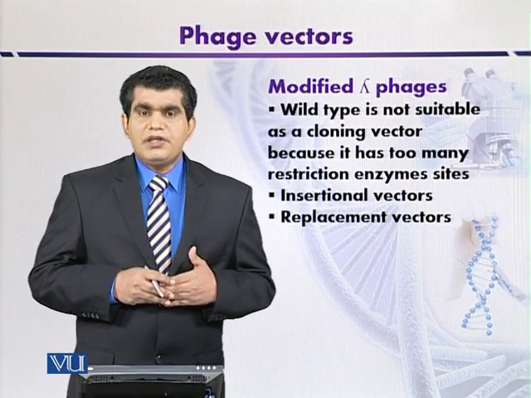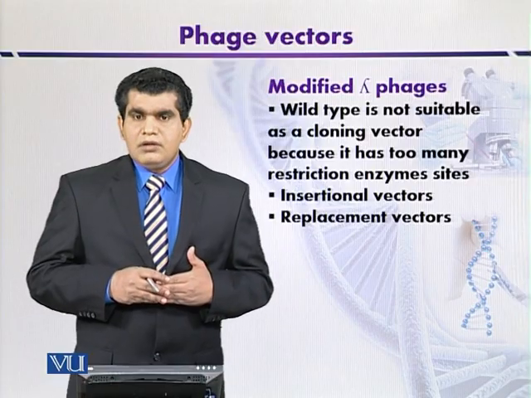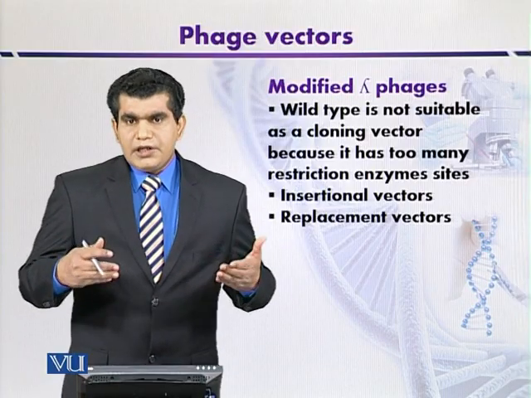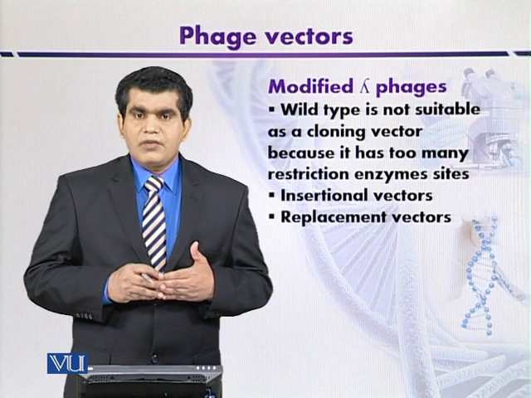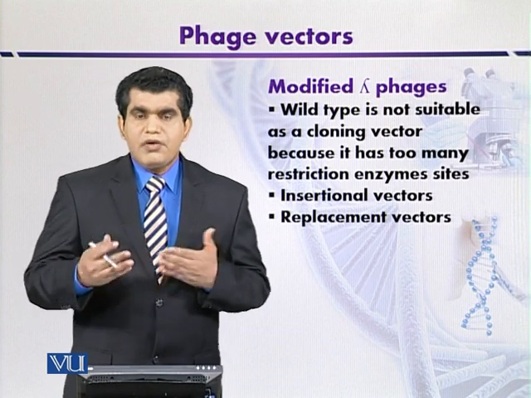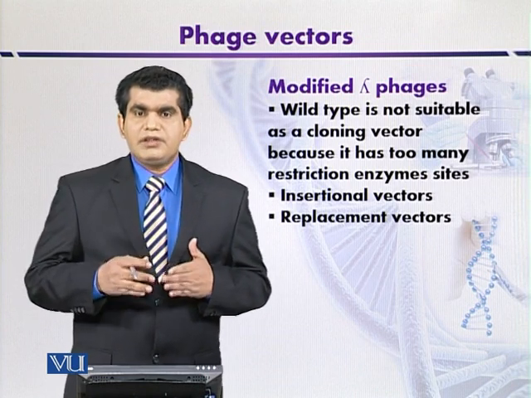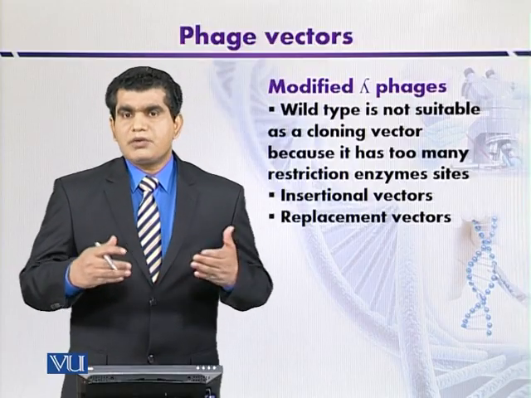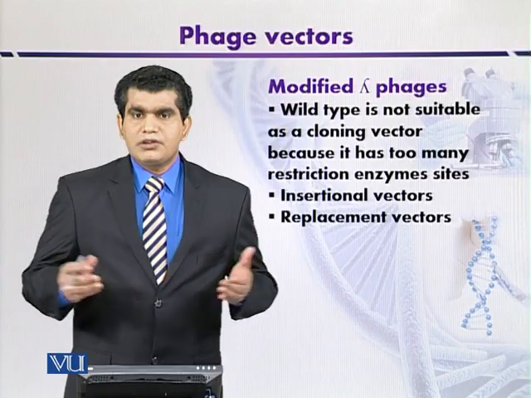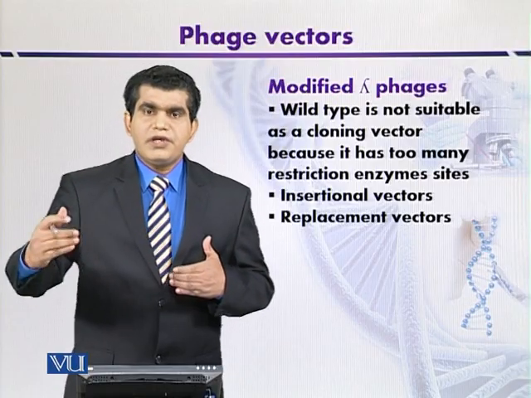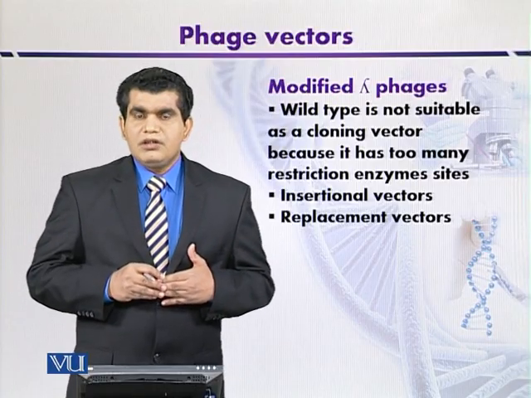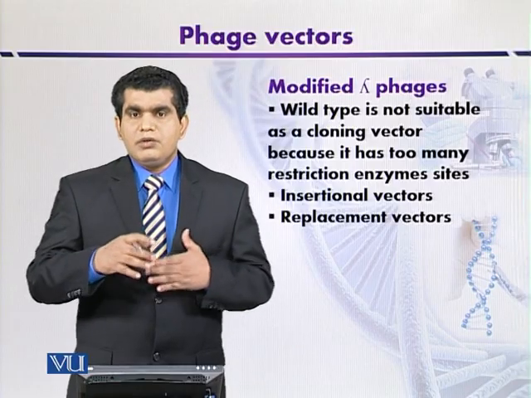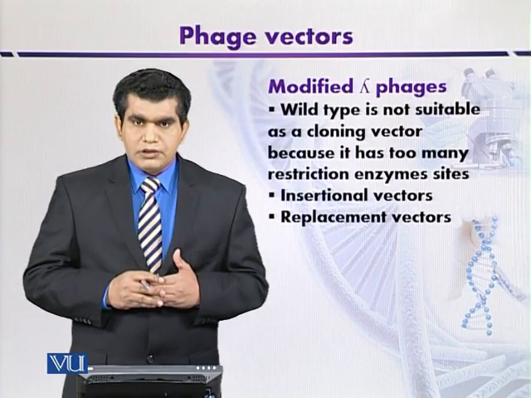beta-galactosidase. And this production of beta-galactosidase after the insertion of foreign DNA will indicate whether the foreign DNA is inserted or not. For example, if the beta-galactosidase expression is lost because of the insertion of foreign DNA within this gene, then this will indicate that okay, transformants have been produced.